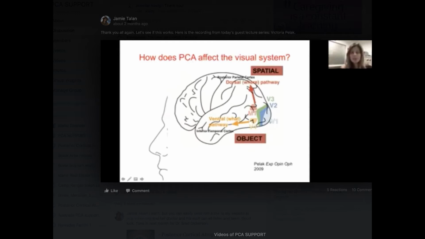And oftentimes this is referred to as the two visual pathways: the spatial pathway that moves upward, or the where pathway, and then the object pathway that moves inferiorly or towards the temporal lobes, called the what pathway. So let's explore this a little more. And before I do, I just want to mention another pathway that sort of sits at the junction of these two pathways called the motion pathway.